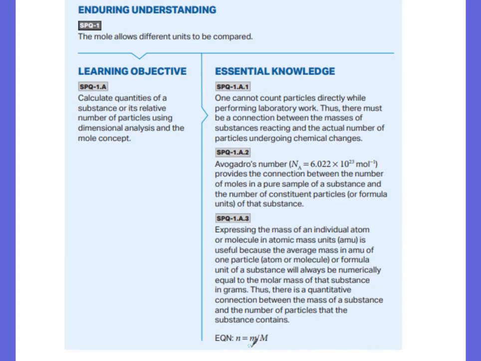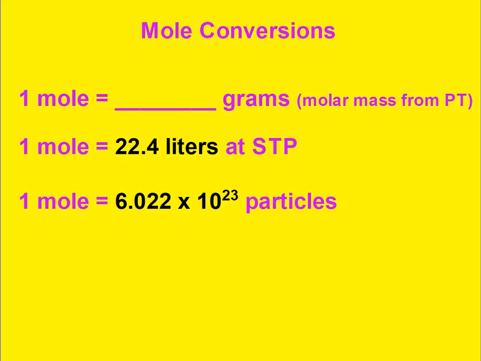On the formula chart, you have moles is equal to mass over molar mass. And remember, Avogadro's number is also listed on there, which is 6.022 times 10 to the 23rd. That's the number of particles in a mole.